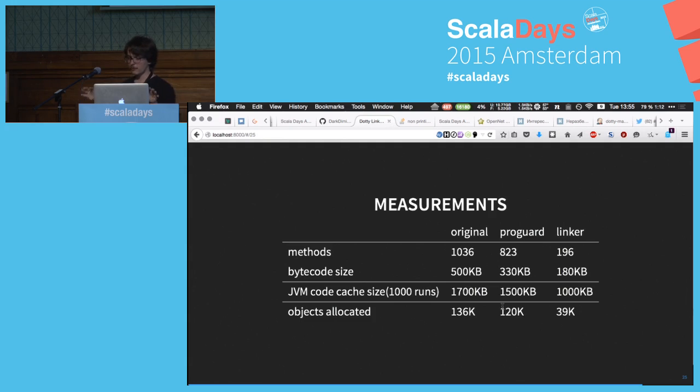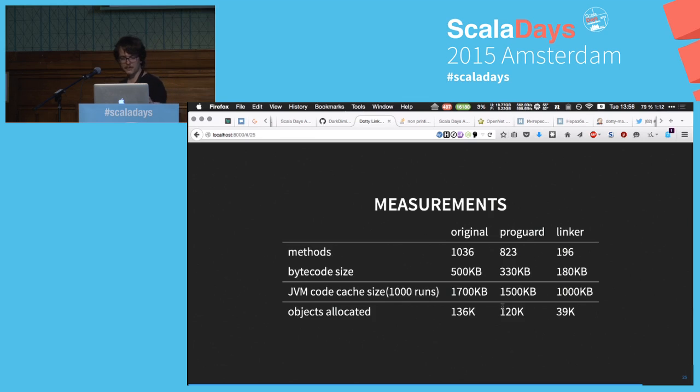So for this particular program, including all the methods in the library which were loaded by the GVM, we had 1,000 methods in the original code. If we run ProGuard over this program, including the standard library, we'll have around 800 methods. And in linker, we used to have 196, but now we have less than 100.